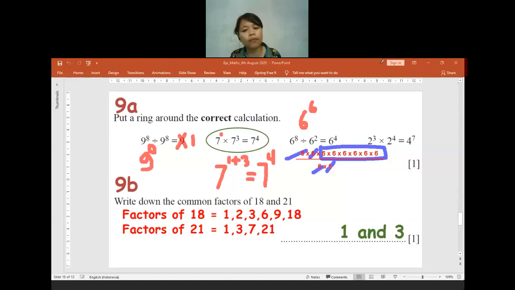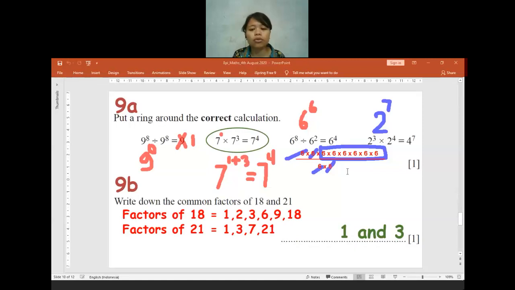Okay, if you're not getting confused, I'll continue to the question 2 to the power of 3 times 2 to the power of 4. The answer will not be 4 to the power of 7. Remember, when it is a multiplication, the number will remain the same and then we just need to add the power. 3 plus 4, it will be equal to 7. So it will be 2 to the power of 7.